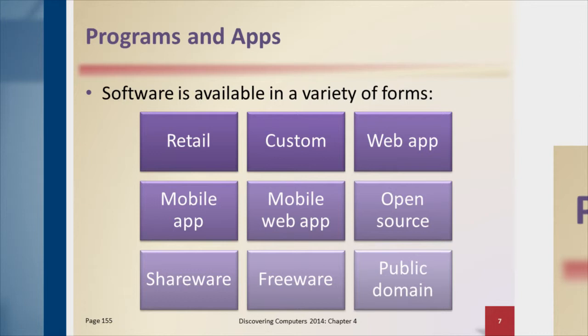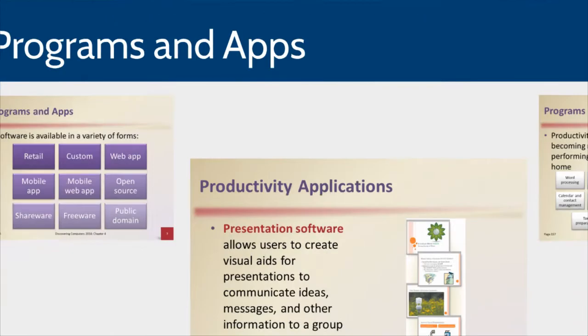There's a lot of open source software that's out there. Related are shareware and freeware, which are things that can be run for free. In some cases, they run for free completely. In other cases, they run for free, but they'd really like you to make a donation. And then there's public domain software. So there's a lot of different forms of software that are out there.